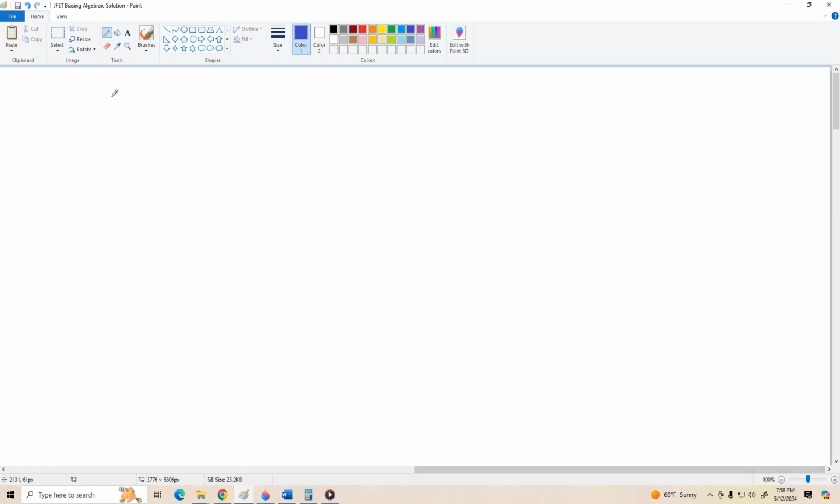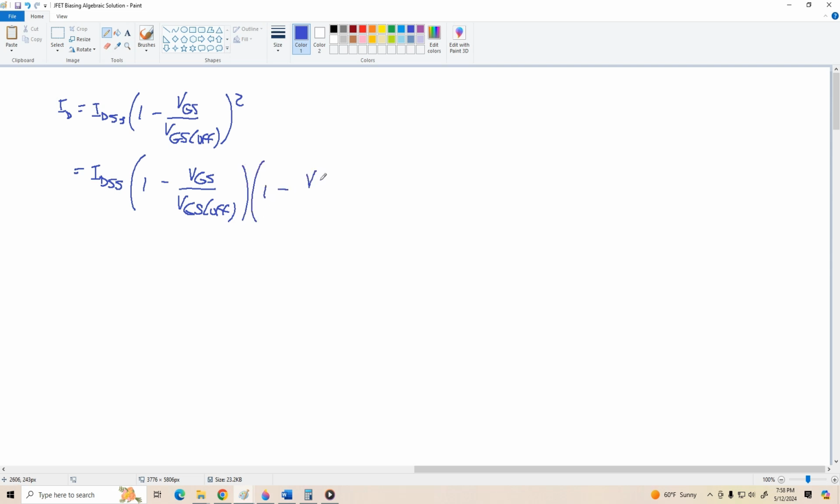All right, we'll start out with the transconductance equation. I sub D equals IDSS times 1 minus VGS over VGS off, the quantity squared. Now I'm going to write this out in long form just to demonstrate where all the algebraic steps are coming from. So that gives us I sub DSS times 1 minus VGS over VGS off times 1 minus VGS over VGS off.